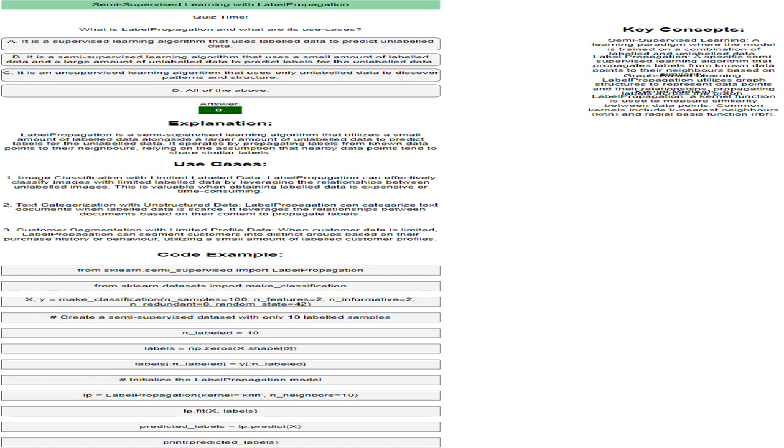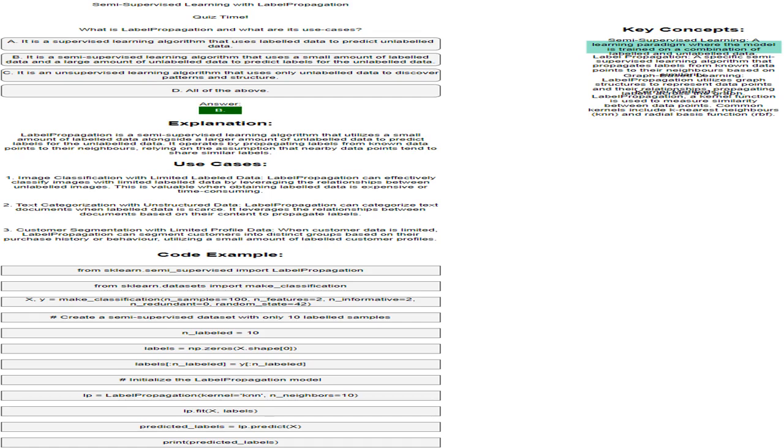Image classification with limited labeled data. In scenarios where labeling images is costly, semi-supervised learning allows you to train models with a smaller labeled dataset, using the unlabeled data for better generalization. Text categorization with unstructured data. Text classification tasks can be challenging due to the vast amount of unstructured text data. Semi-supervised learning helps categorize text documents with limited labeled examples by learning from unlabeled data.